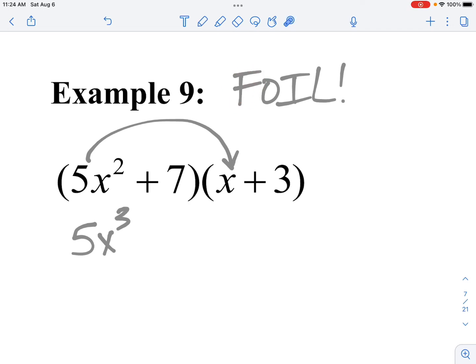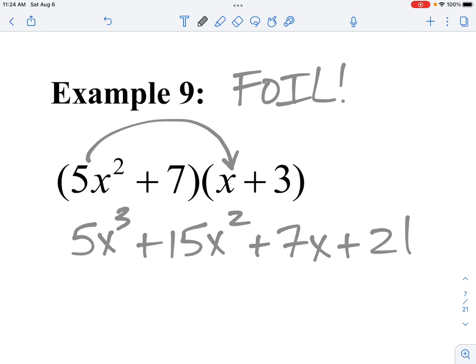So now I'm doing my outside ones, 5x squared times 3. And this is positive and this is positive, so I'm just going to keep a plus sign there. 5 times 3 is 15. And there's no other x squareds to multiply this by, so it just stays x squared. Next I'm going to do inside, which is positive 7 times x, which just makes positive 7x. And then I'm going to do last, which is 7 times 3, which is 21, and they're both positive, so it stays positive.